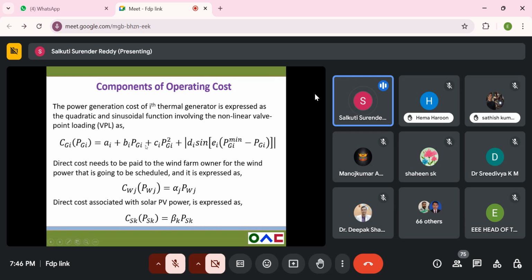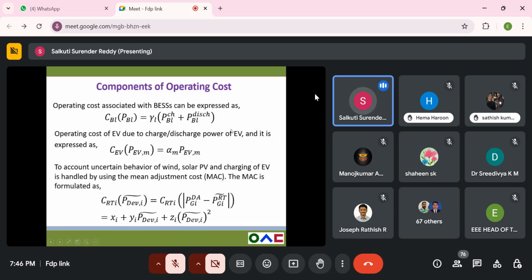And then the cost equation is determined like this. And then wind power, solar power, and batteries, electric vehicles. And here you have real time. So how much deviation power is calculated or determined? How much power is deviated from the mean adjustment cost? So this is how we determine it, and then we find the mean adjustment cost.